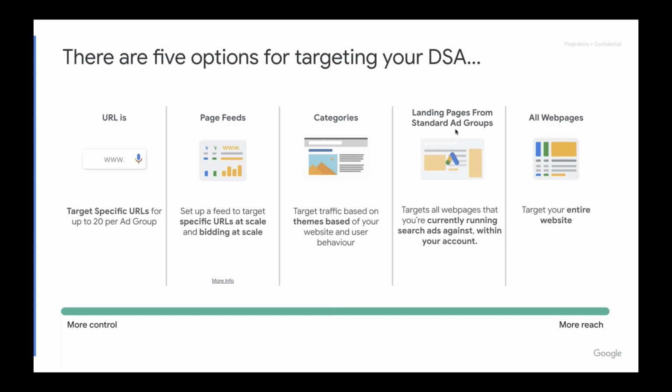The other one, and probably this is going to be the place you actually start, is the landing pages from standard ad groups. So again, the landing pages you already work so hard to create and then target and remarket with the regular search campaigns or ad groups, you can actually leverage exactly those landing pages and use them as targeting for DSA. And the fifth option is, if you want to make sure you don't leave any stone unturned, you can target your whole website, all landing pages from your website.